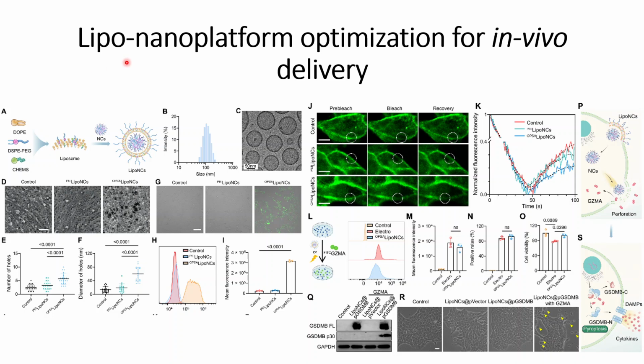In this video, we will discuss this lipo-nanoplatform that they have optimized for in vivo delivery. In the previous video, we understood the efficacy of their lipo-nanoplatform, but that nanoplatform was not optimized for in vivo delivery. So in order to optimize for in vivo delivery, they modified their bilipid layer by adding three components, that is DOPE, DSPE-PEG and CHEMS, and together they form a liposome.